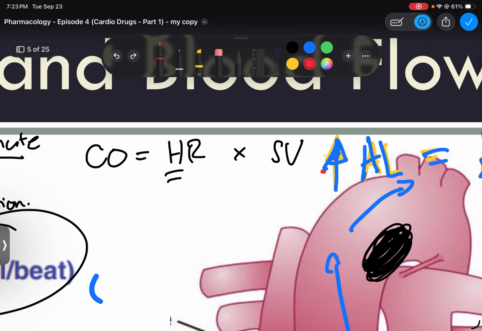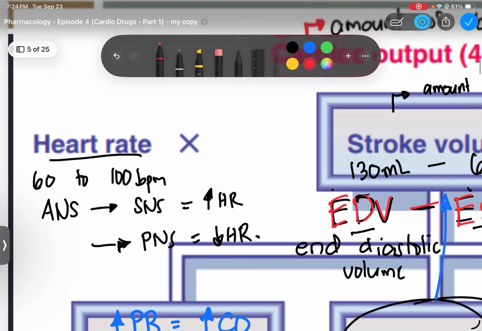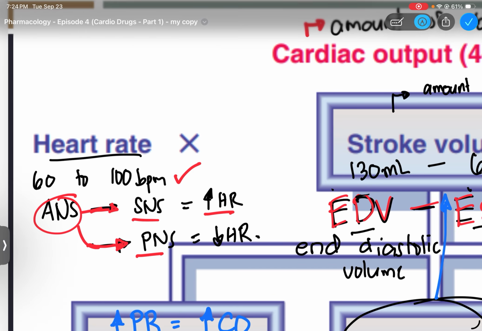Because our cardiac output, good class, is a formula. And this formula includes heart rate times stroke volume. Okay? Heart rate times stroke volume. Now, we already know about heart rate, right? We are very familiar with this. So, heart rate is normally 60 to 100 beats per minute. It is dependent on the autonomic nervous system to regulate its pace. So if the SNS is active, it increases; if the PNS is active, it decreases.